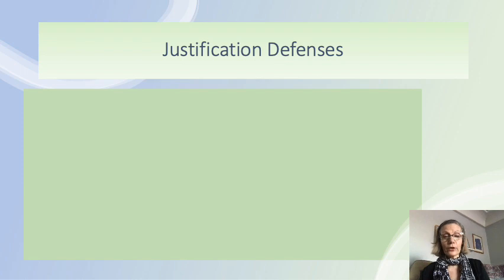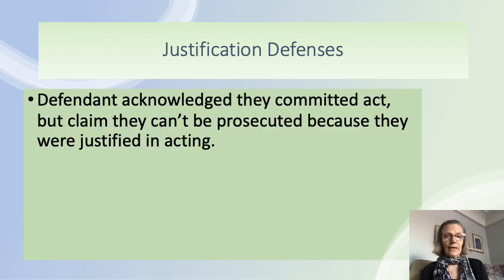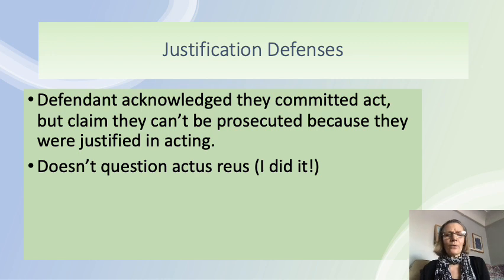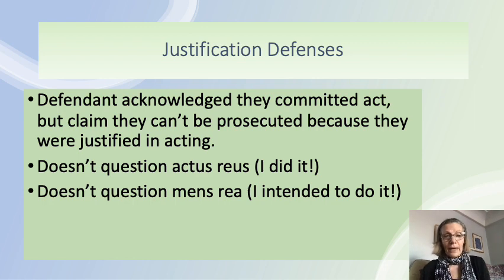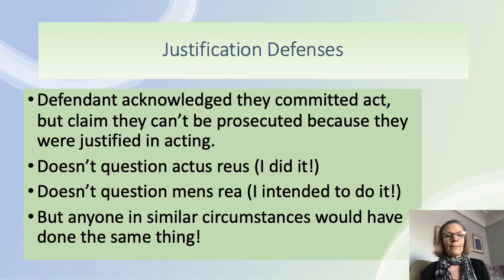Okay, let's turn our sights now to take a look at justification defenses. So in a justification defense, the defendant acknowledges that they committed the act, and they claim they can't be prosecuted because they were justified in acting. And so they don't really call into question actus reus. They say, yeah, I did it. But they don't really question mens rea. They say they intended to act in this way. But they basically say that it's not a crime because anybody in a similar circumstance would have done the same thing. And so you acted a certain way and you knew you were acting in a certain way, but because of circumstances, which we'll talk about in a second, the action is actually not a criminal action. So let's take a look at the justification defenses.